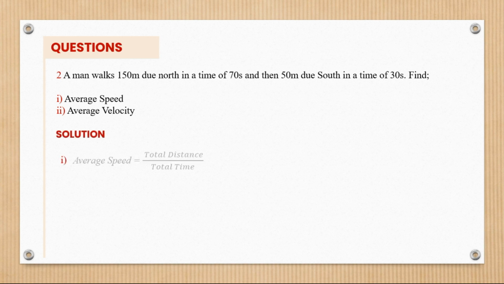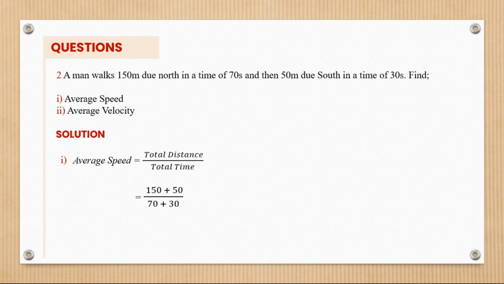Alright, so let's solve this. Remember that average speed is equal to total distance over total time. So I want the average speed of the man. So let's find the total distance. He moved 150 meters due north. So that means we have 150 meters as the first part, and then after that he moved 50 meters due south. So that means the total distance is the summation of the two, which is 150 plus 50.